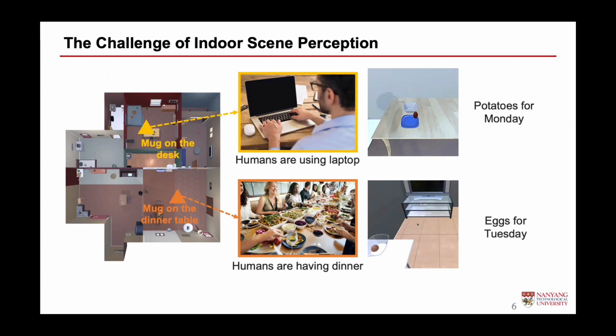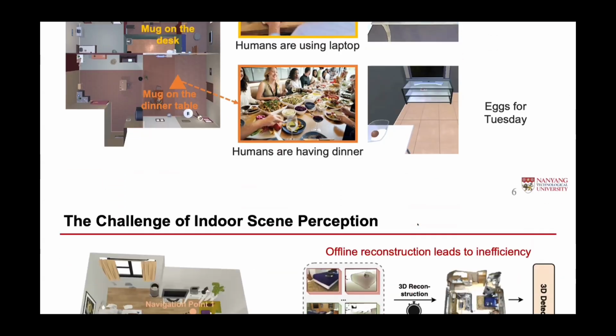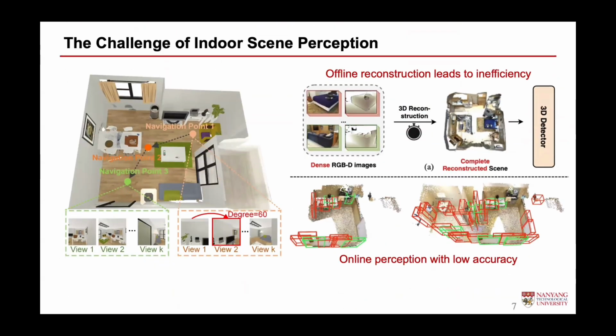We just have eggs. So the last question is, can we pre-build the scene map every time before the robot starts to work? This is actually not feasible because if we want to build a scene map, it will take a long time.